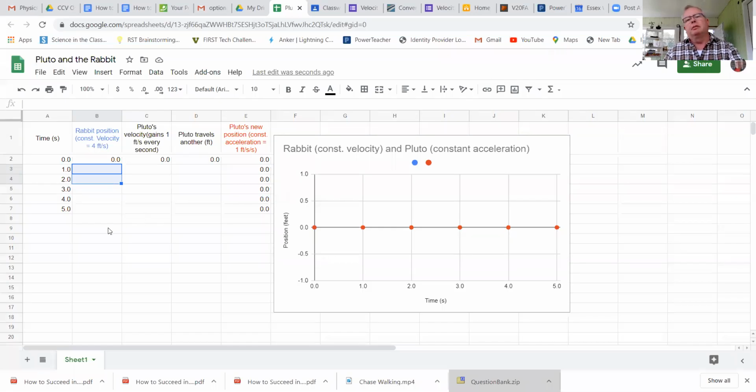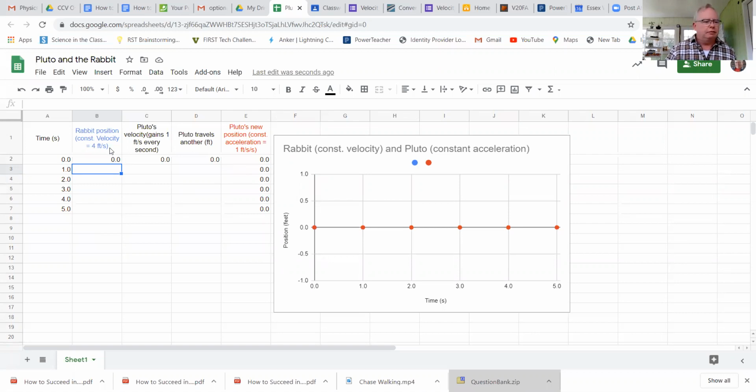The purpose of this video is to compare constant velocity to constant acceleration and answer the question, why do we need a different equation to calculate distance? So to do that, let's imagine a race between a rabbit and our friend Pluto, a tiny miniature poodle.